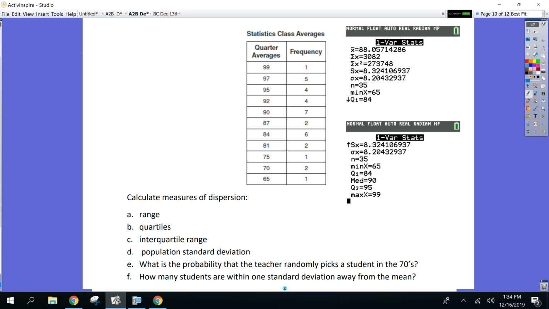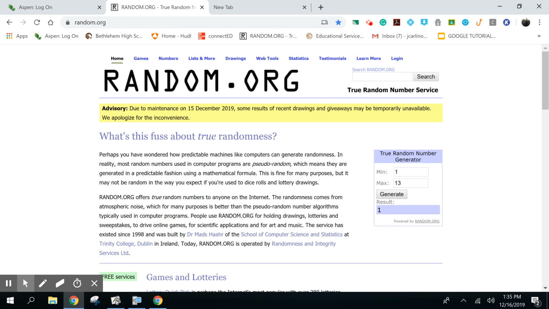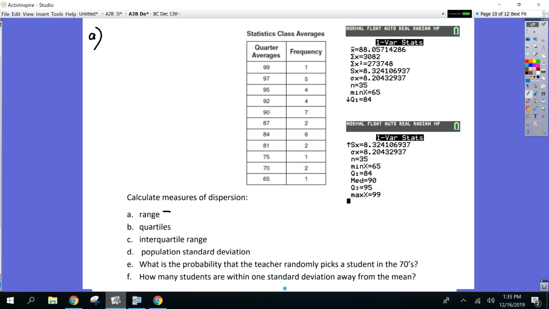All good? Tomorrow, how do you find the range? Part A, how do I find, actually, I'll just do it up here. How do you find range? You shouldn't need the list for this. How do I do range? Okay, go ahead. What two numbers are you subtracting then? Minus 65. Go ahead, let your classmates know what's the range here.